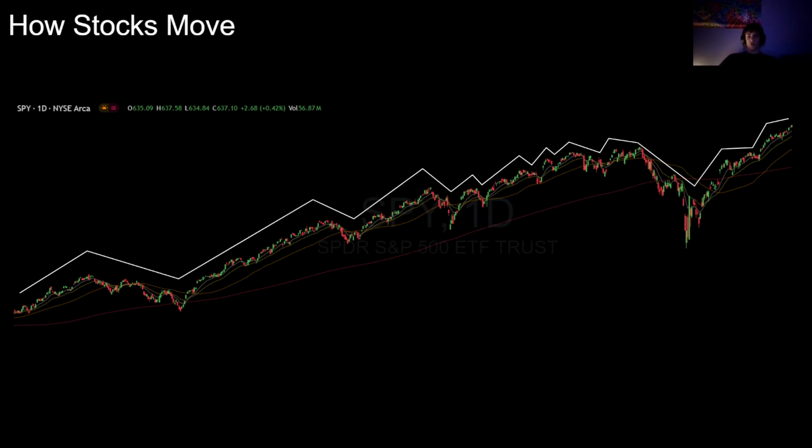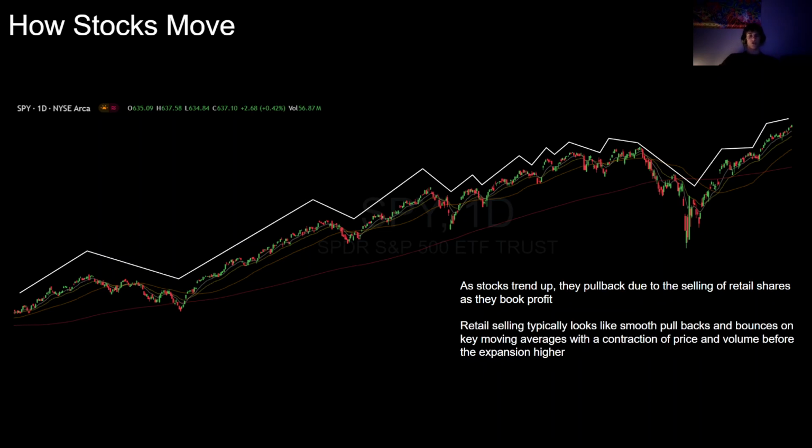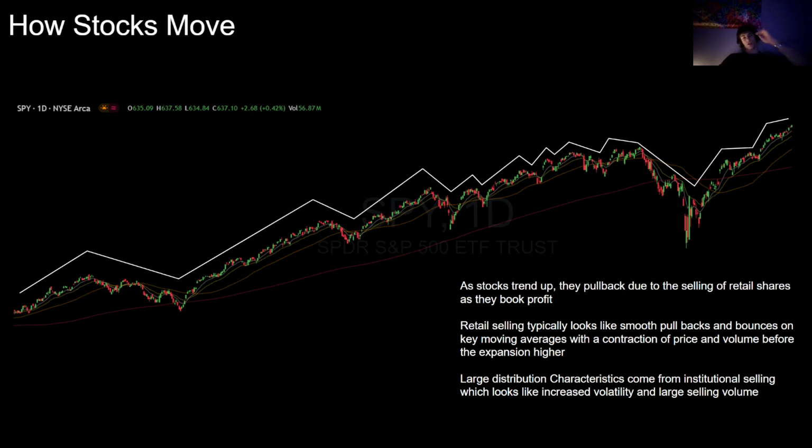So as swing traders, we are trying to trade these pullbacks. These pullbacks are going to happen as retail shares book profit. More so for individual stocks on assets and stuff like that, it is going to be driven by a lot of institutions. But on individual stocks, retail selling is what's going to cause these pullbacks, and that's going to look like very, very smooth pullbacks and bounces on moving averages and a thinning of price and volume. But then large distribution and institutional selling is going to look like that really, really choppy, very increased volatility and large selling volume.